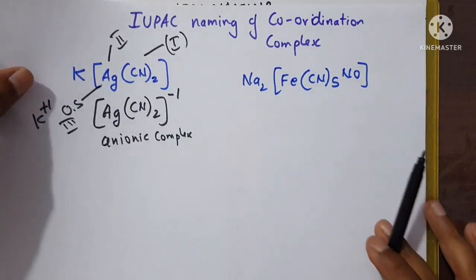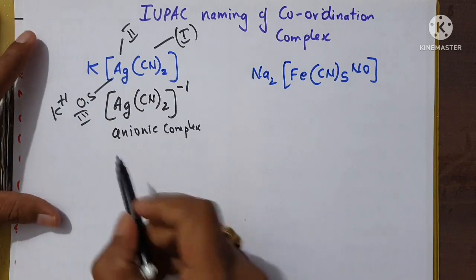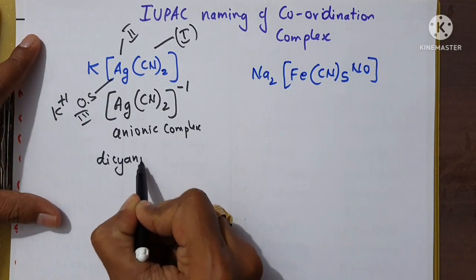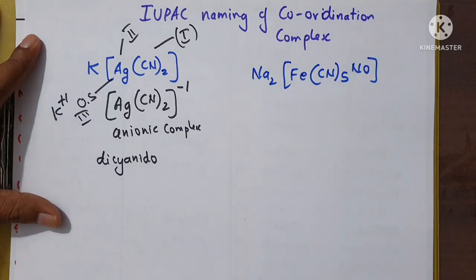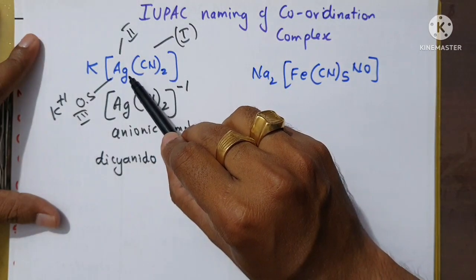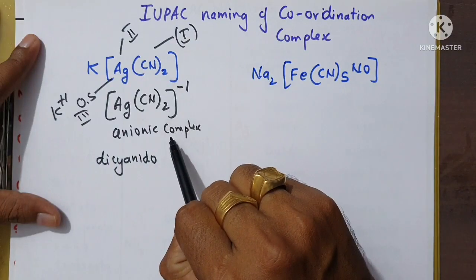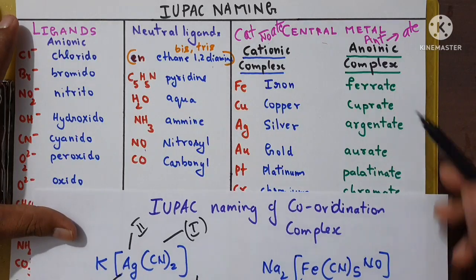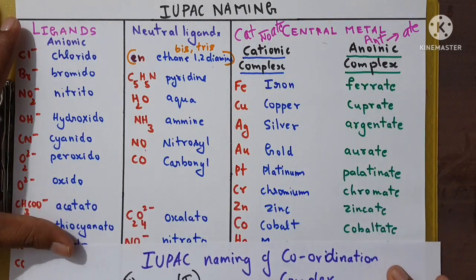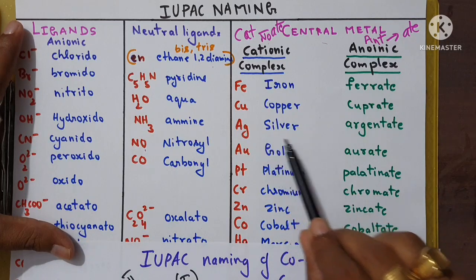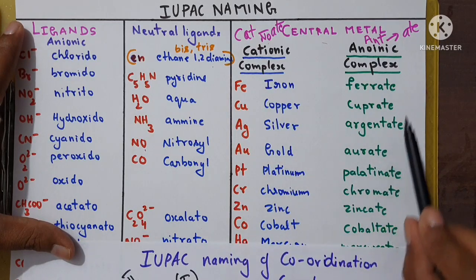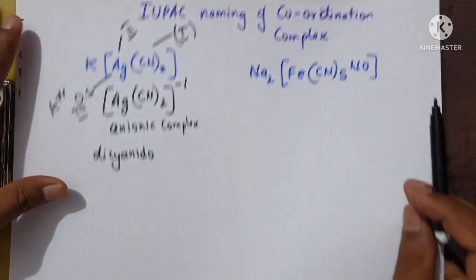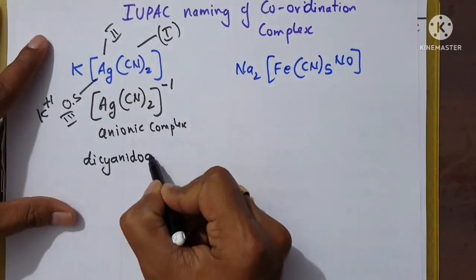So I'll just go back to here. You can observe here. It is going to be dicyanido. The name of the central metal atom. Because it is an anionic complex, I had told you, you have to select the name from this side. So because it is an anionic complex, where is Ag? It is known as argentate. Anionic complex. The name of Ag is what? Argentate. So I'll just write it out. So write down argentate.